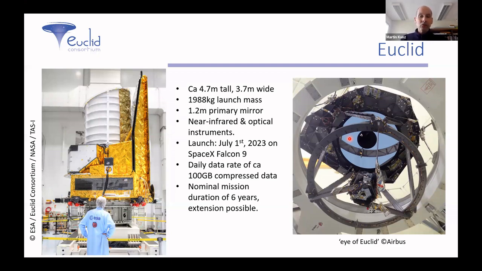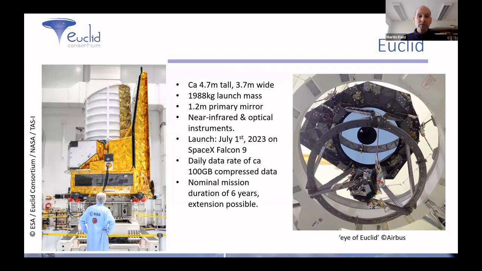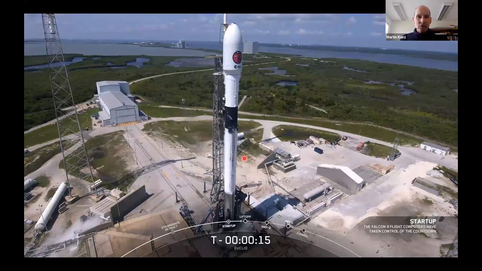It was launched last year on July the 1st by SpaceX, for various political complications that we can discuss afterwards if you want. It sends back about 100 gigabytes of compressed data a day. The nominal mission duration is in principle 6 years. In reality, it's probably going to be about 6.5 years for reasons that we can get to later. And so here, let me show you, if it works and if you can hear it, let me show you briefly the launch because I really love seeing it.